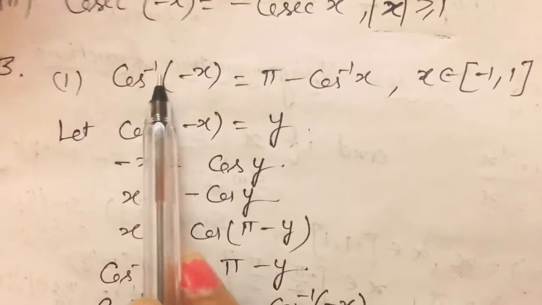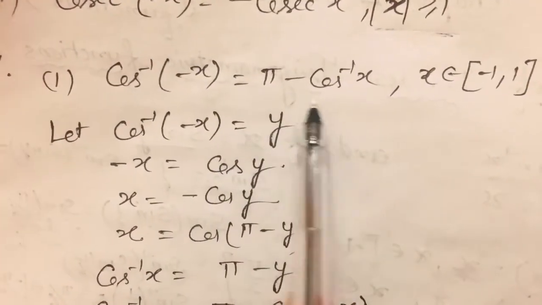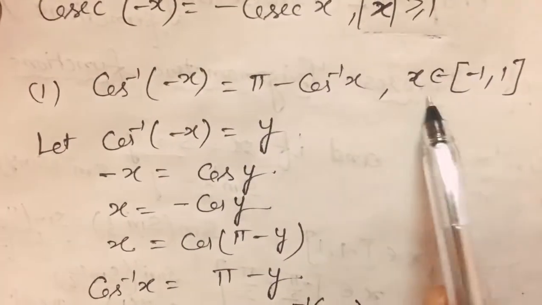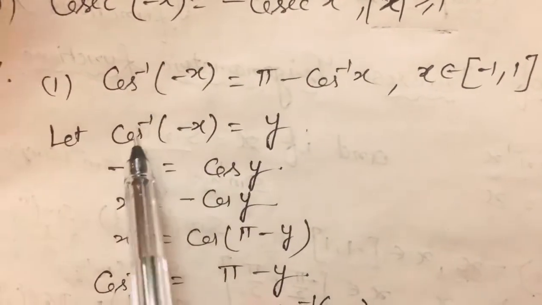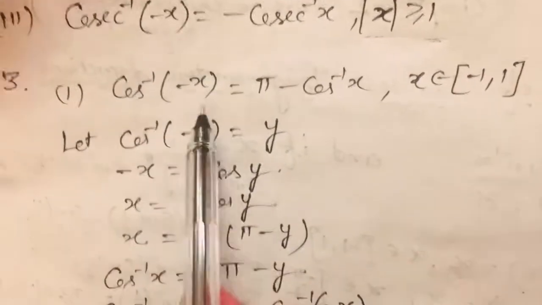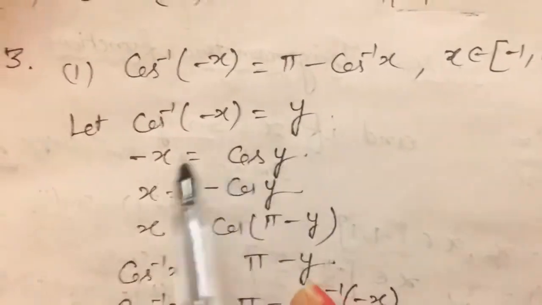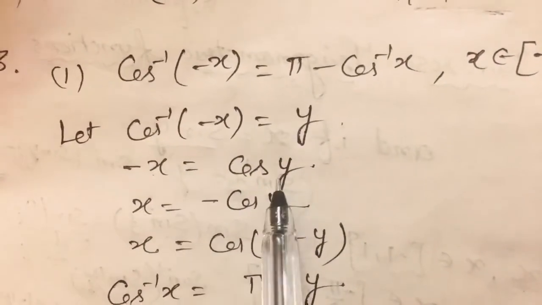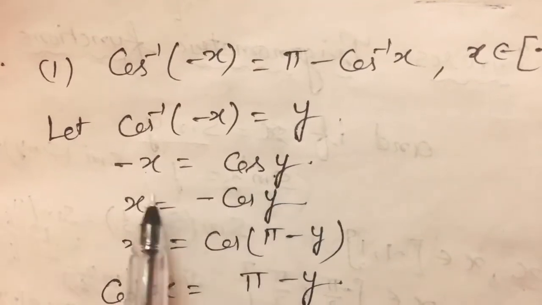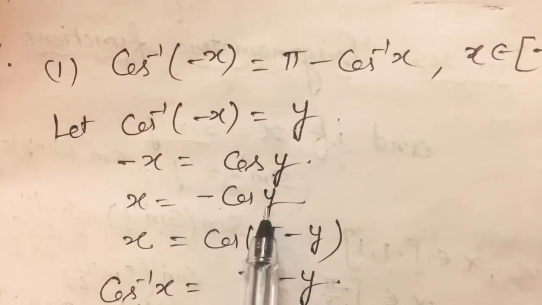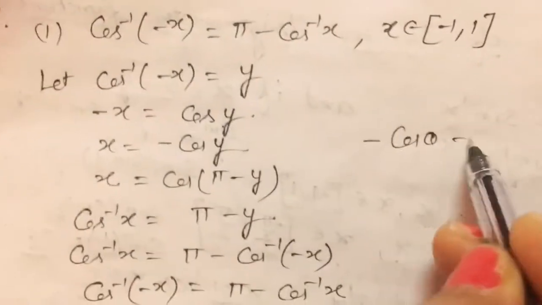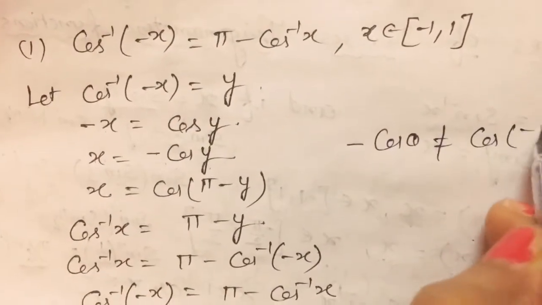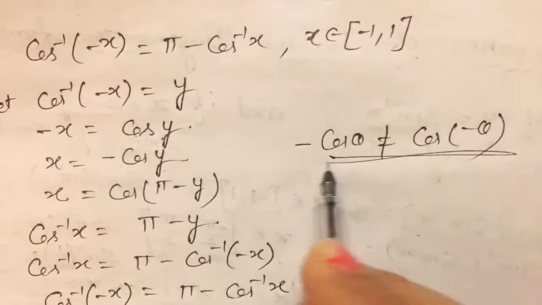First part, cos inverse minus x is pi minus cos inverse x, and its domain is minus 1 to 1. Let cos inverse minus x be y. So minus x is equal to cos y, and x will be minus cos y. So we know that minus cos theta is not equal to cos of minus theta. These are not equal.